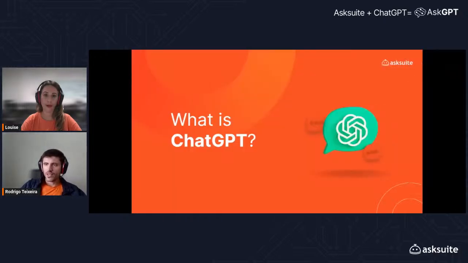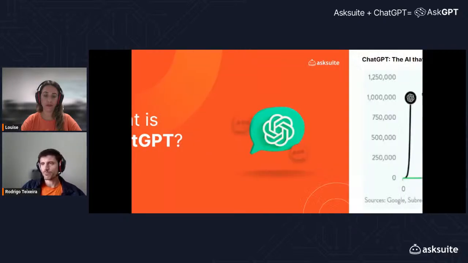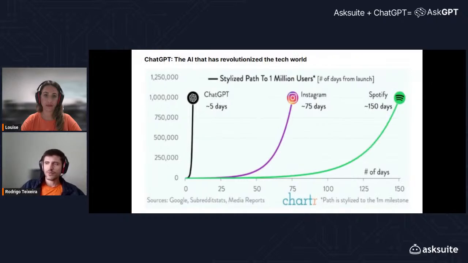Okay, so first of all, what is ChatGPT? It's important to know that ChatGPT has become the fastest growing technology, as it reached 1 million users worldwide only 5 days after its launch. Instagram reached the same number in 75 days and Spotify in 150 days. Their growth is as impressive as their technology, for sure.